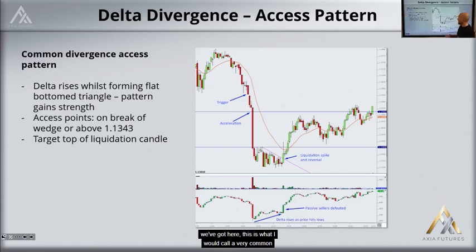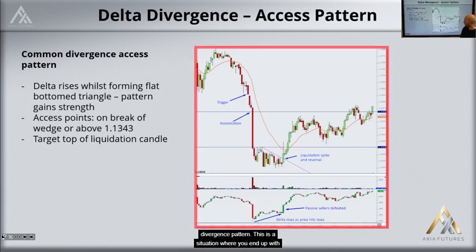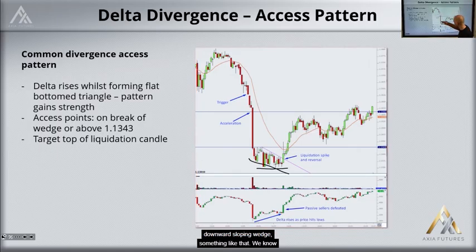What we've got here then, this is what I would call a very common divergence pattern. This is a situation where you end up with this wedge at the lows, a bit like the first couple that we looked at. You can end up with a flat bottomed wedge, you can end up with a downward sloping wedge, something like that. We know from when we looked at chart patterns that a pattern like this is an indication that essentially the move is running out. That the energy that was in here, the action that was going on in here, is no longer sustained. As such, you already from the pattern are starting to think there's a possible reversal here.